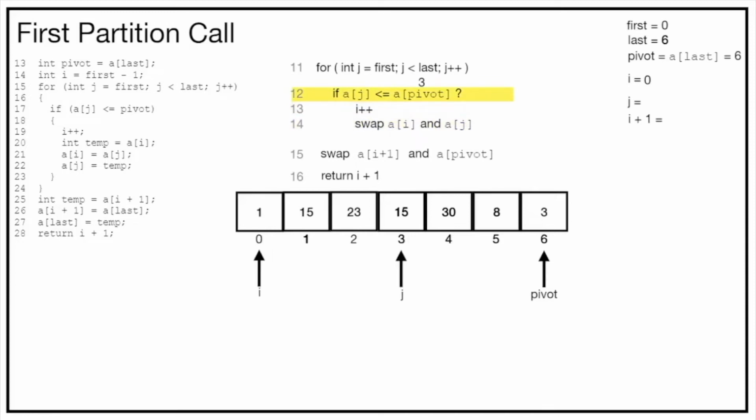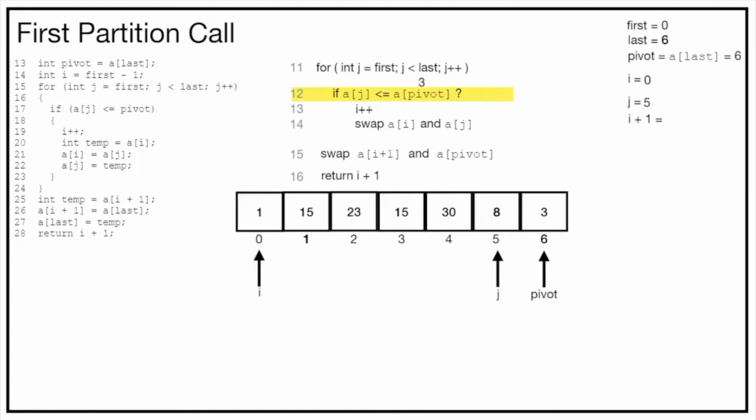j will move forward, meaning that it is now equal to 3. And now we have, is 15 less than or equal to 3? False. This means nothing happens, and j will increment. j is now equal to 4, and we have, is 30 less than or equal to 3? False. This means nothing happens, and j increments.